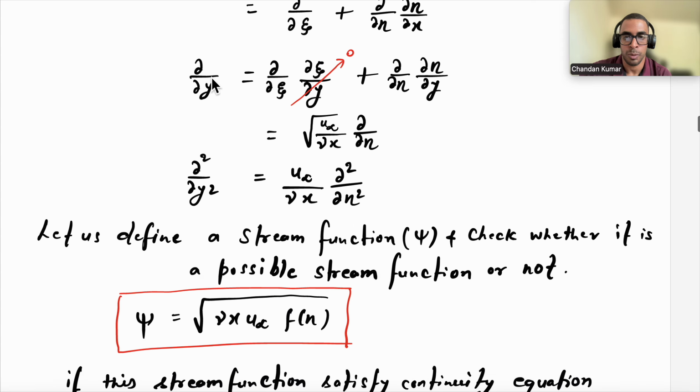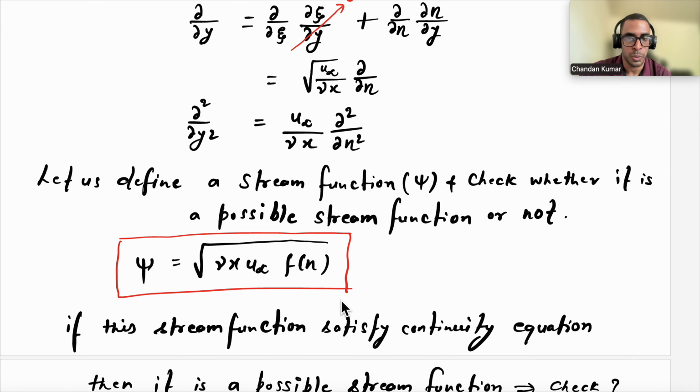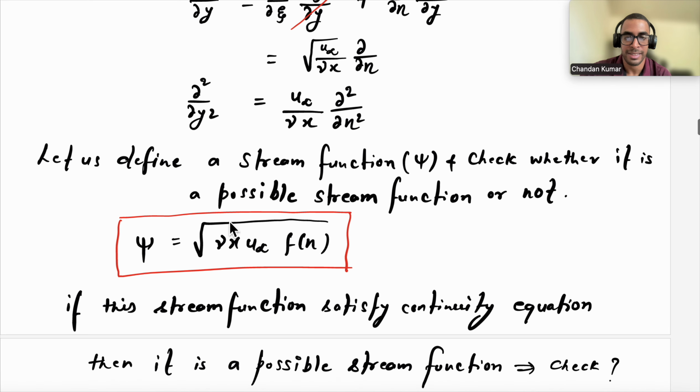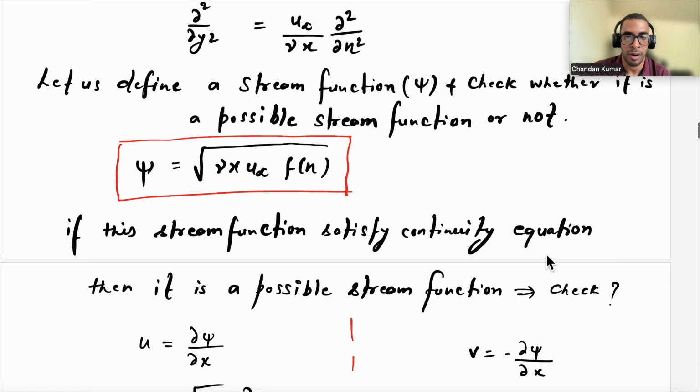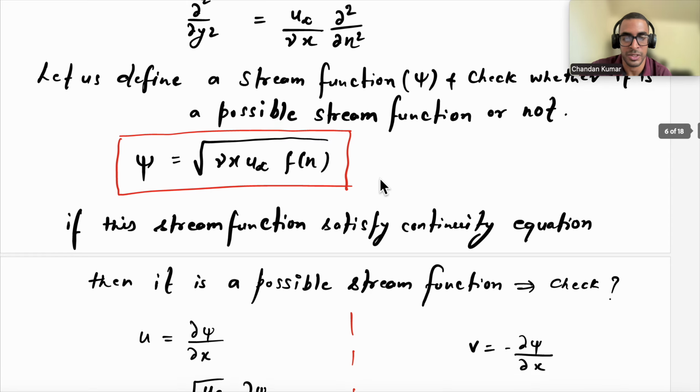Once we have this, we also define a stream function which is in this form. To make sure that this is a possible stream function, one can check whether it satisfies the continuity equation or not. If it satisfies the continuity equation, it can be said that it is a possible stream function. You can try checking it by taking the derivatives of this stream function with respect to x and y, putting them in the continuity equation and checking whether it is satisfied.